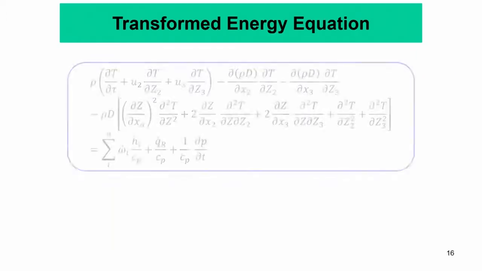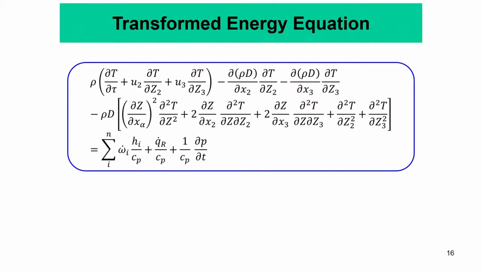Now, after you do the transformations, you get a transformed energy equation, a complicated equation like this. This is all the transient term and the transport terms, but you see now that on the left hand side the x coordinate is eliminated, and you have transport and convection in the z space. Of course, you still have these x coordinates and all these different terms. The right hand side remains the same, which is essentially the heat release, radiation and pressure fluctuations.